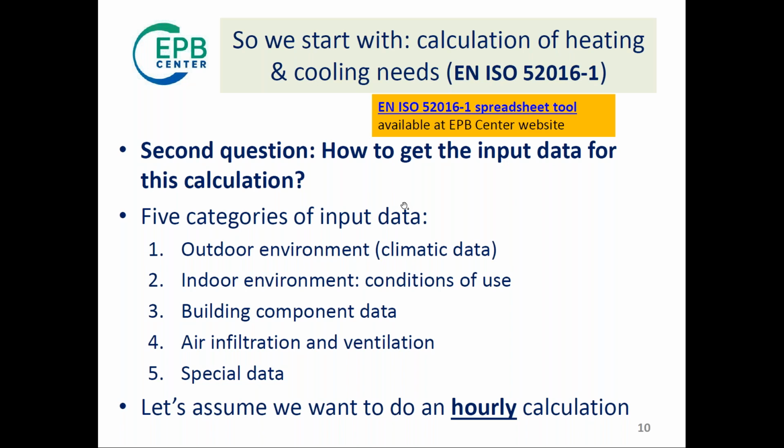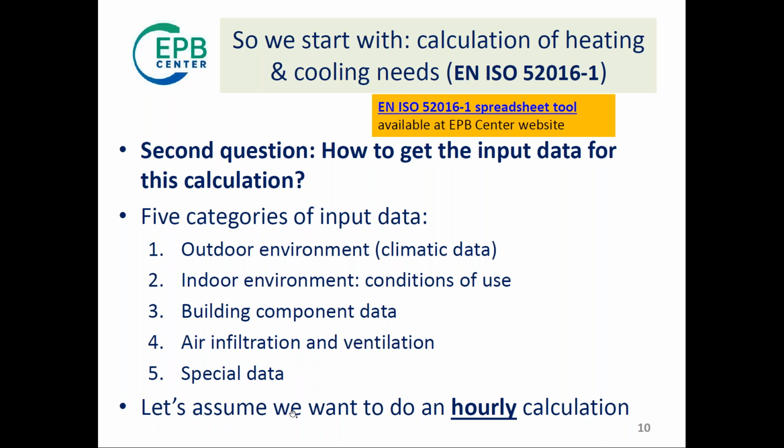So, okay, we start with the calculation of the energy needs for heating and cooling, but then how to get the input data for this calculation? Well, I thought I could divide it into 5 categories. So the first category is the outdoor environment, climatic data. The second is the indoor environment. So what are the required conditions of use? Then, of course, the building component data. Not to forget air infiltration and ventilation, and then, well, some leftovers, spatial data.